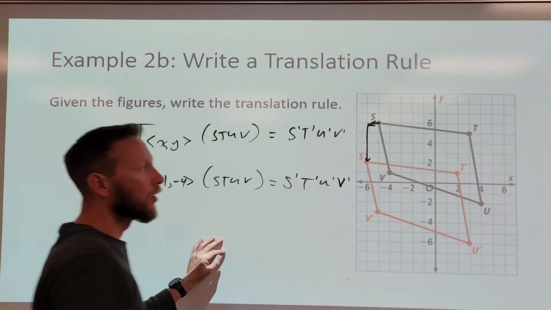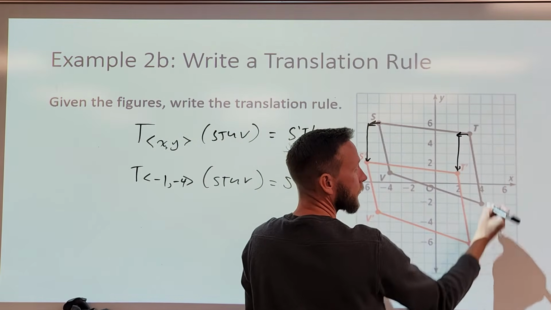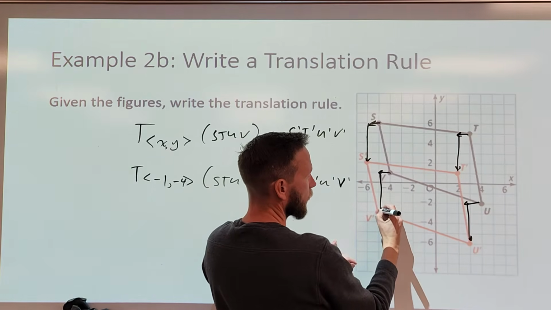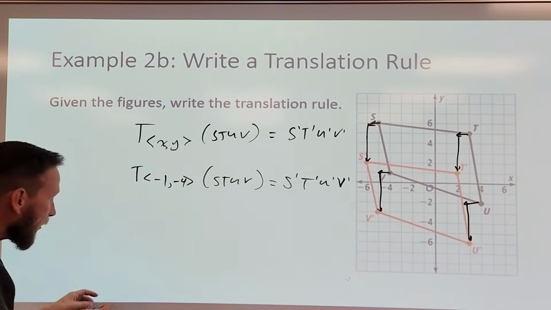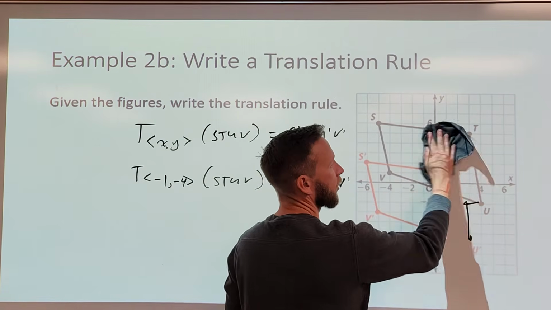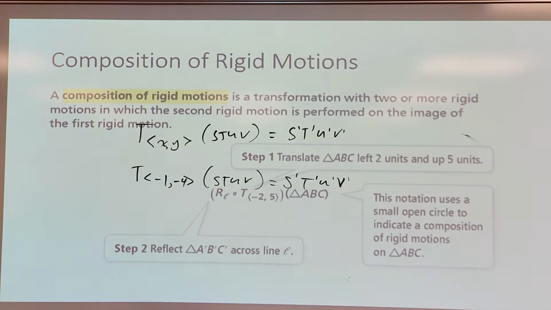Bad handwriting. All right, and we should be able to tell that no matter which point I pick, I go back 1, down 4. Back 1, down 4. Back 1, down 4. It's the same translation for every x, y in this quadrilateral, all right, because this is a translation. We are shifting it back and down.